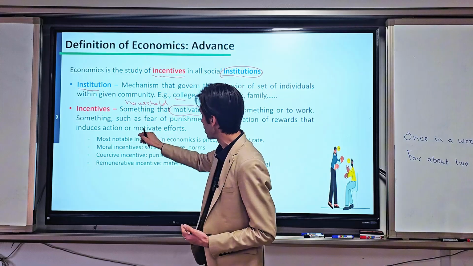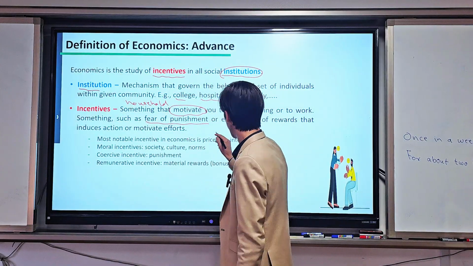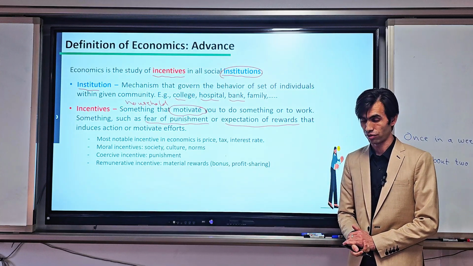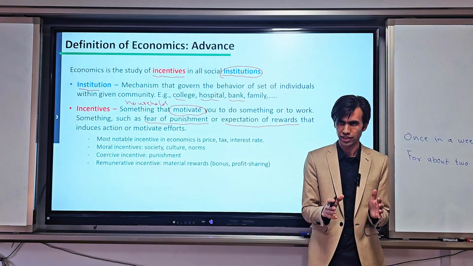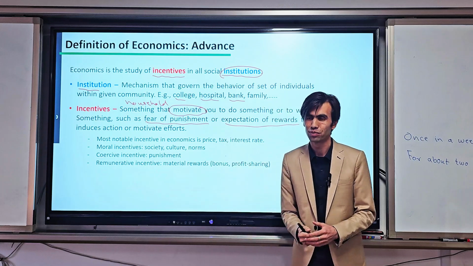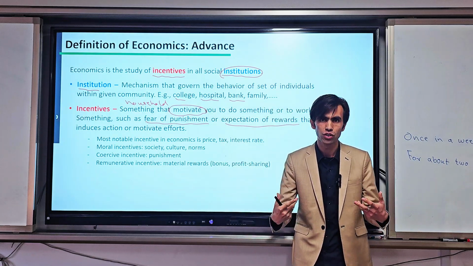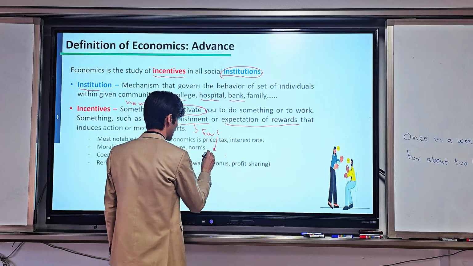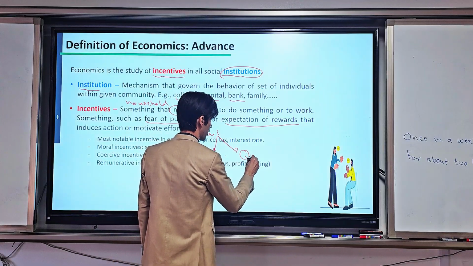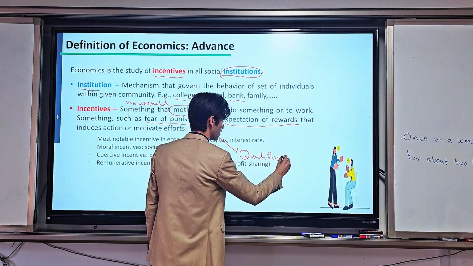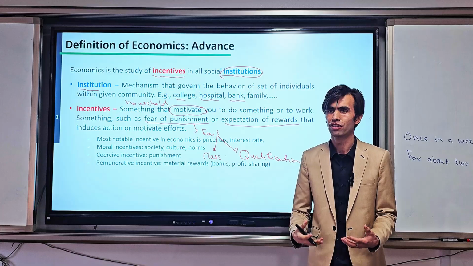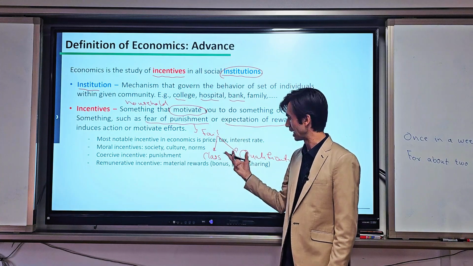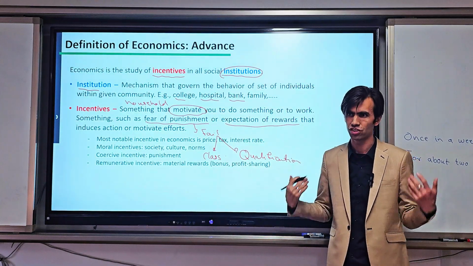You see, there is written something such as fear of punishment or expectation of reward. For example, you are taking the Advanced Microeconomics course this semester. At the same time, both of them can be true. Fear of punishment means if you don't study hard in this course, you will fail both exams, the class exam and the qualification exam. You are afraid of failure, so it motivates you to study hard in order not to fail the class exam and also the qualification exam, to pass on the first try.